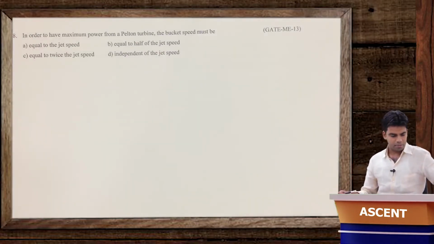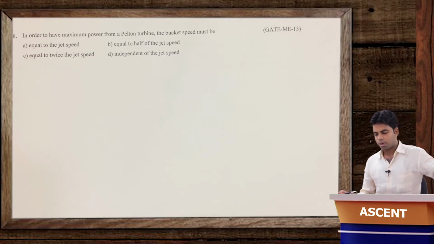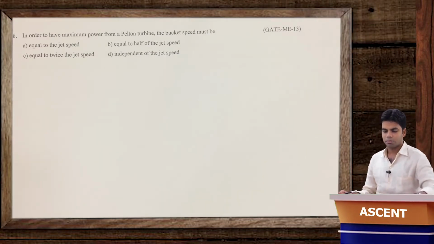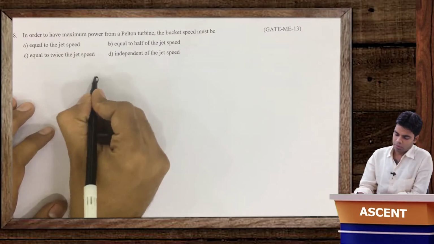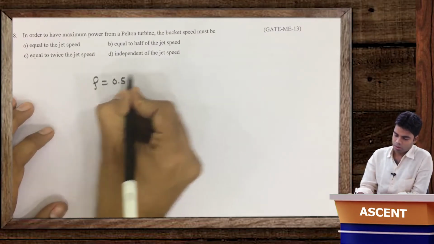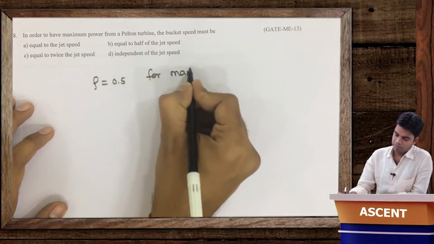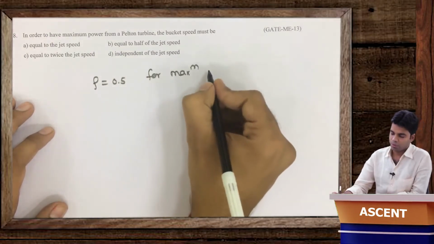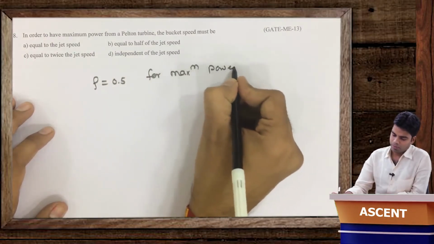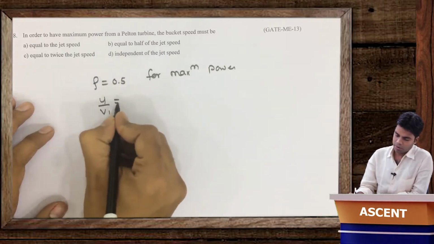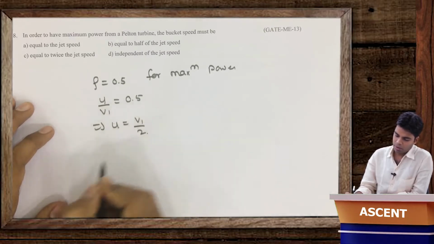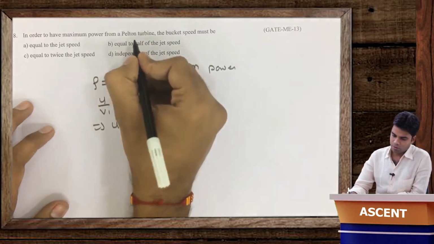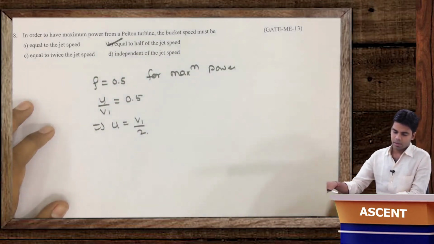In order to have maximum power from Pelton turbine, the bucket speed must be. Okay. So for maximum power or maximum efficiency, I have already told you, for the bucket speed, this rho is equal to 0.5. This is for maximum power. We have drawn the curve also, if you remember. This rho is nothing but U by V1. This is equal to 0.5. Therefore, U will be equal to V1 by 2, that means equal to half of the jet speed. That's it. Getting this? Okay.